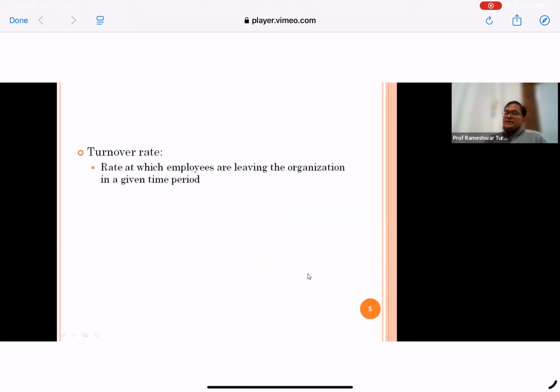So turnover rate is another measure that HRs widely use. It is the rate at which employees are leaving the organization in a given time period. This time period may be a year, six months, a quarter, or a month. A particular time duration.